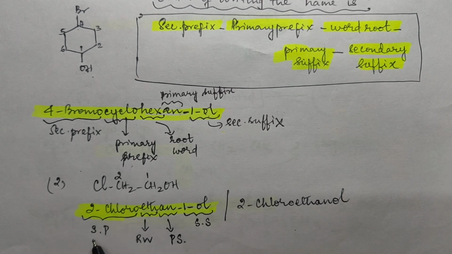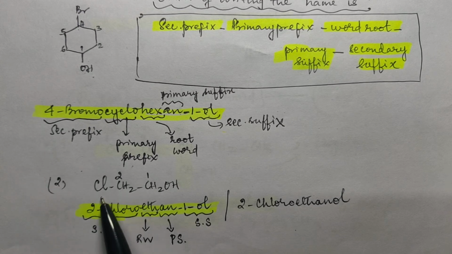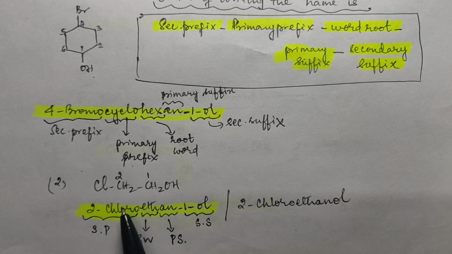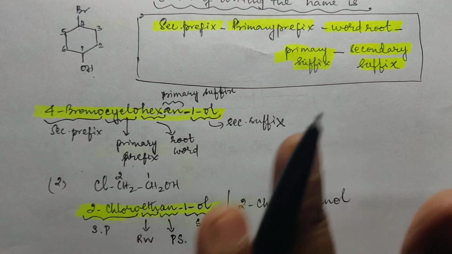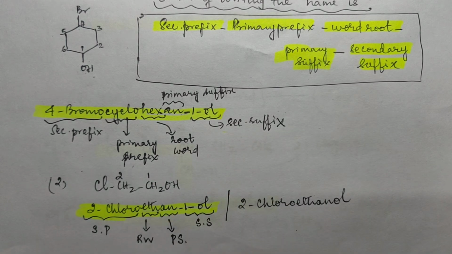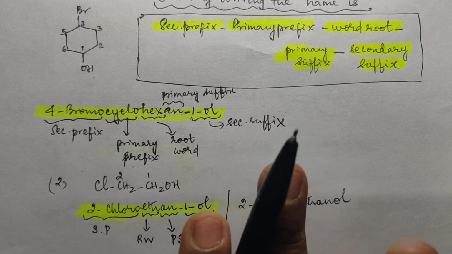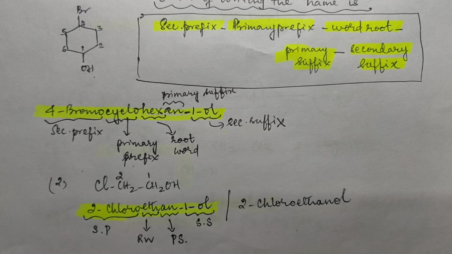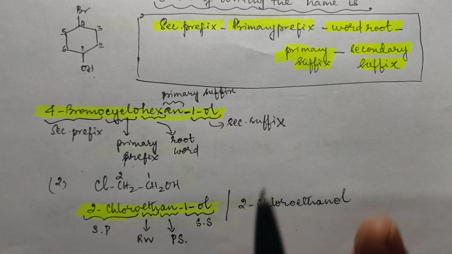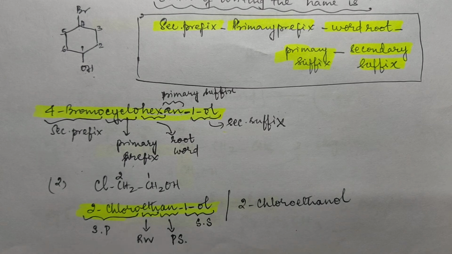Okay. So your secondary prefix kya hai? 2-chloro. This is your secondary prefix. Then there is no primary prefix here. Primary prefix tells you what? Primary prefix tells you whether there is any cyclic unit there or acyclic. Now this is acyclic, it is not cyclic. So primary prefix yahan pe hai hi nahi. So directly you will come to root word. What is root word? Eth, prop, but, pent. These are all root words. That is the number of carbon in the long chain.